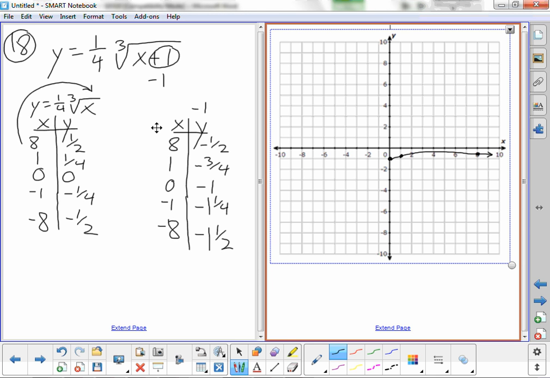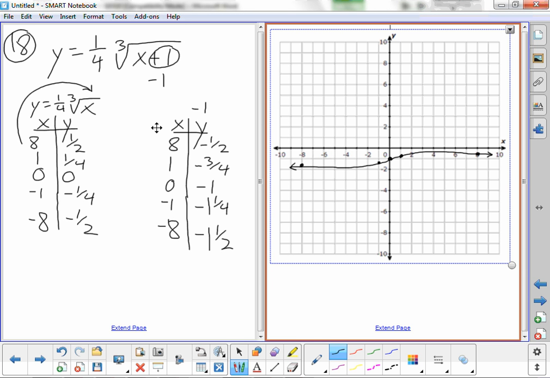Other side is going to be negative 1 and 1/4, which is about right here, and negative 1 and 1/2, which is in the middle more. And you got the same kind of thing going this way. And there you go. Okay.